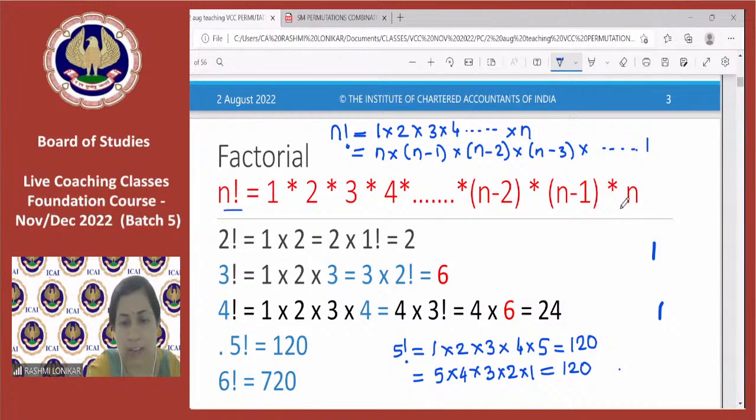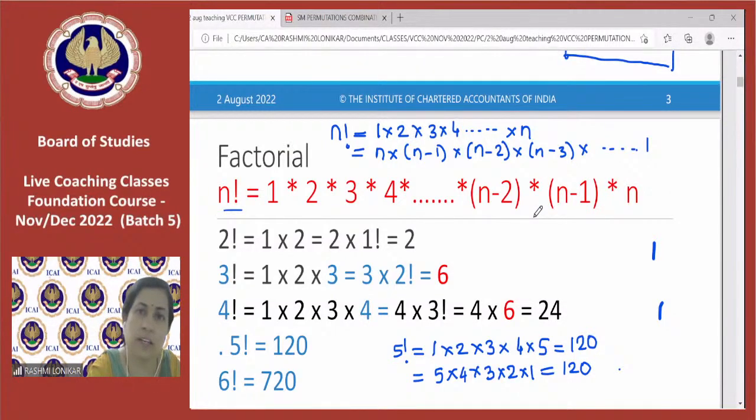And up to where will it go? N minus 2, n minus 1 and n. Or we can also write it in the reverse order. So n, then 1 less than n is n minus 1. 1 less than n minus 1 will be n minus 2 and so on. We will go up to 1.